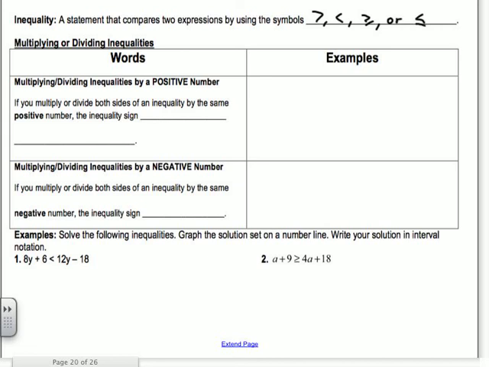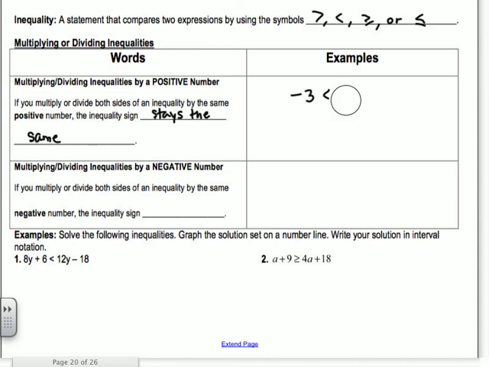Okay, so if you multiply or divide both sides of an inequality by the same positive number, the inequality sign stays the same. So it's best to think of examples. Let's see, -3 is less than 5, right? Well, let me make it 6 so I can do a nicer number. So -3 is less than 6.